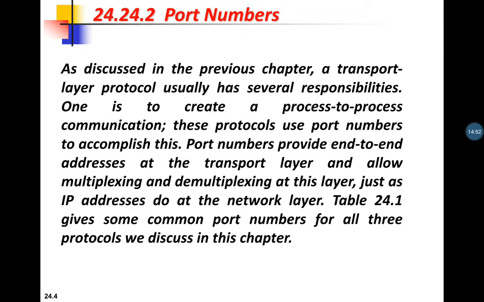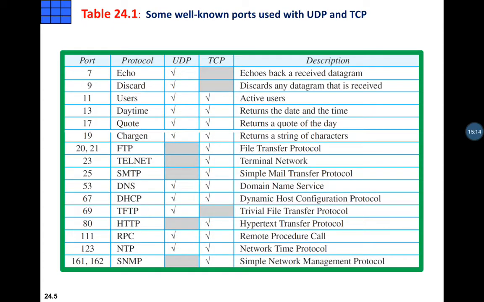Transport layer protocol has several responsibilities. One is to create process-to-process communication. These protocols use port numbers. Port numbers provide end-to-end addresses and allow multiplexing and demultiplexing, just as IP addresses do at the network layer. So these are the port numbers. Here, most of the time, port number 13, protocol daytime, which returns the date and the time, will be considered as the example.